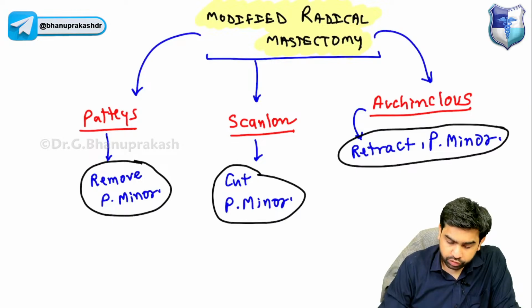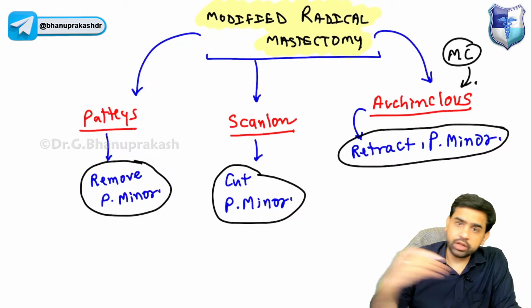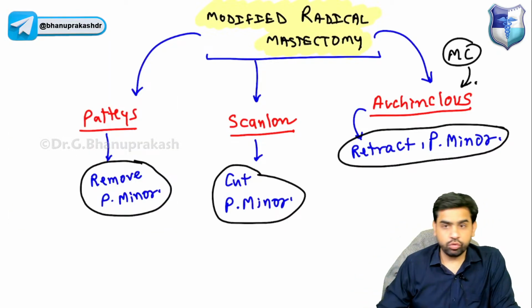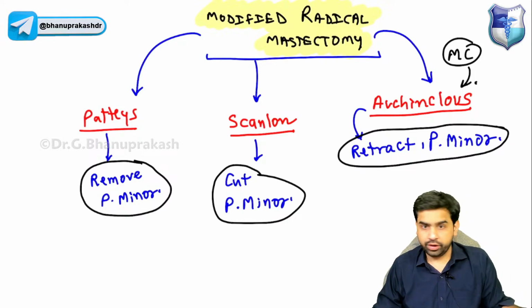The most commonly which we are going to do is Auchincloss, or rather most commonly what is done in our daily practice is this Auchincloss. In the Auchincloss, what are we doing? We retract the pectoralis minor and then we remove the lymph node station 2. Okay, I hope you're able to understand this particular point.